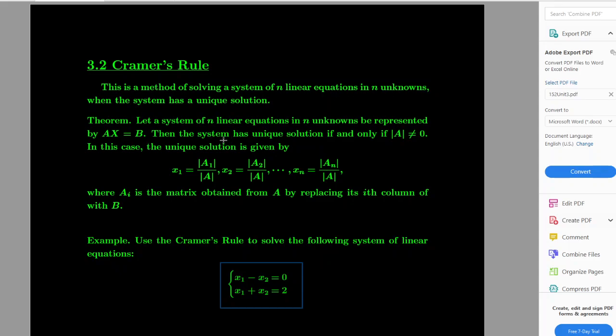To solve the system, the first question you have to answer is if the system has a unique solution. To determine that, you compute the determinant of the matrix of coefficients. If the determinant of the matrix of coefficients is not equal to 0, then you can say the system has a unique solution. And by the way, the formula is only true for the case the system has a unique solution. A1 is the matrix obtained from A by replacing the first column with B. B is the column matrix determined by the constant terms. Any questions about the statement?